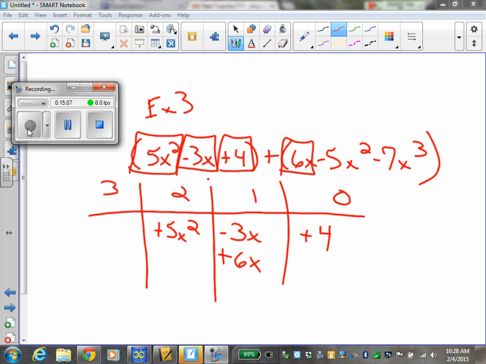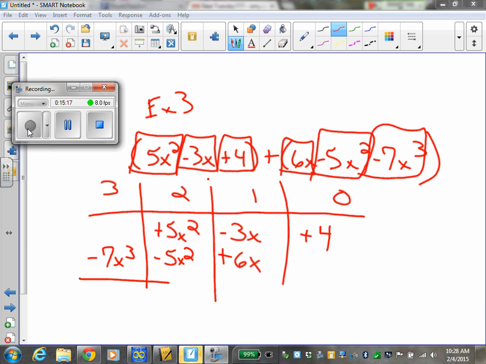You with me? You've got to really make sure that everything is just so, or we're going to have some major mistakes, okay? So, negative 5x squared goes in the 2 column, and negative 7x cubed goes in the 3 column. Okay, again, you can fill in zeros if you want to, or you don't have to. So this guy's going to come straight down. What happens here? It becomes 0.